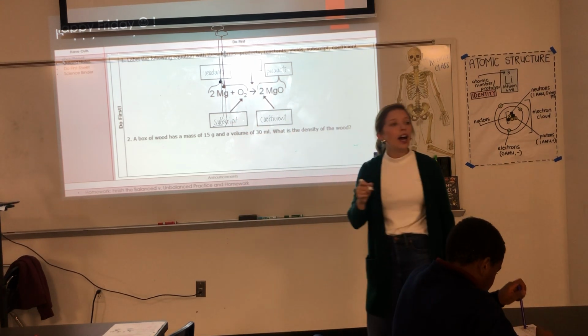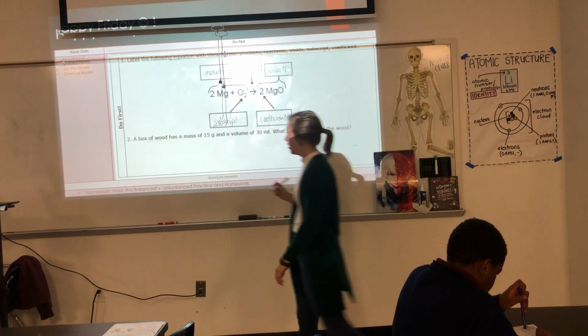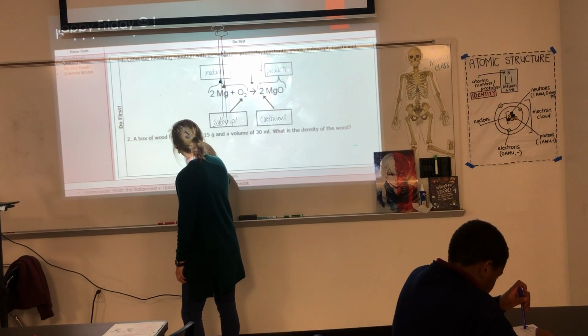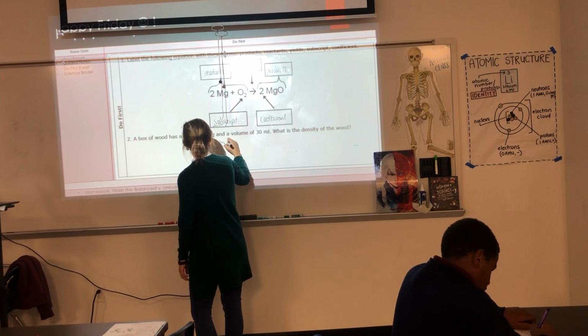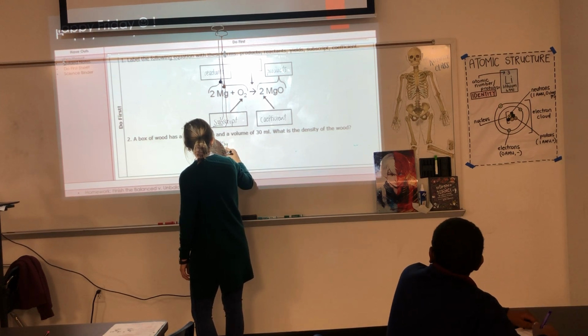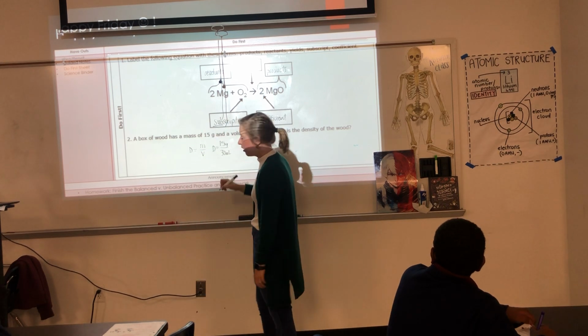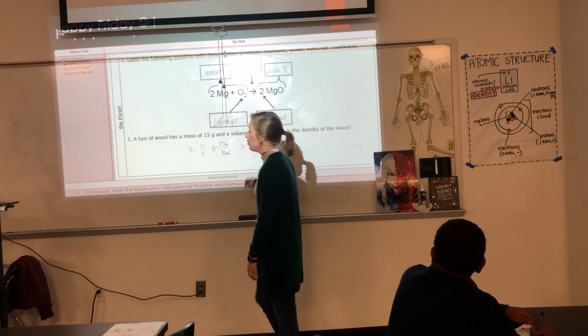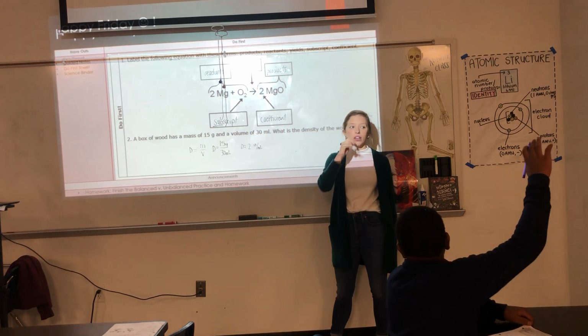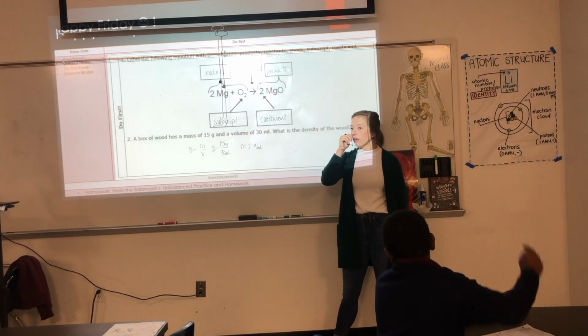Now, almost everybody who got to number 2 did the following. They said that density equals mass divided by volume. Density equals 15 g over 30 milliliters. And then almost everybody who got done with this problem said D equals 2 g per mL. What did they do wrong? What did they do wrong there? Let me hear from Kayla. What did they do wrong?